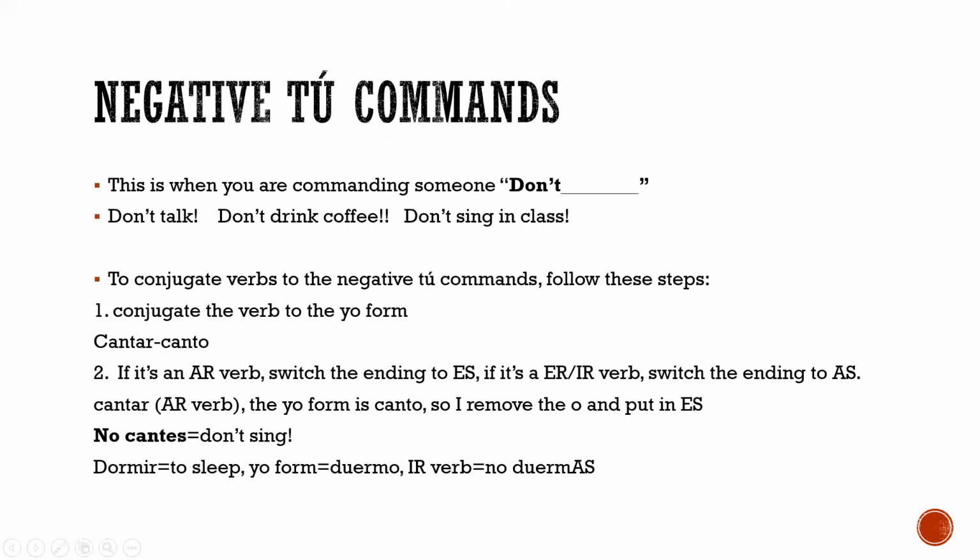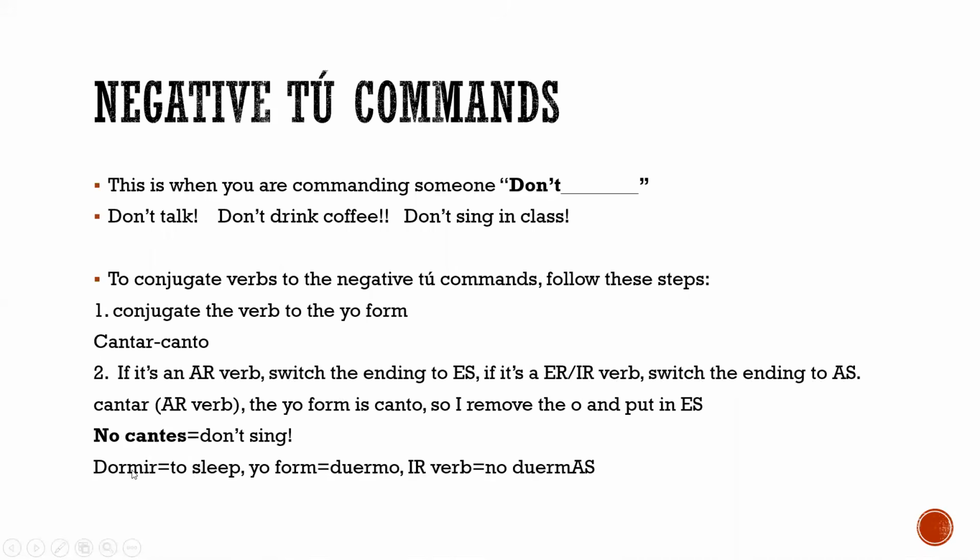Negative tú commands are when you're telling someone don't talk, don't drink coffee, don't sing in class. To conjugate these verbs in the negative tú commands, it's a different ending, so follow these steps. First, you put the verb in the yo form. If I'm going to tell you don't sing, step 1, cantar in the yo form is canto. Then, if it's an AR verb, you switch the ending to ES. If it's an ER or IR verb, you switch the ending to AS. So cantar is an AR verb, so don't sing is no cantes.